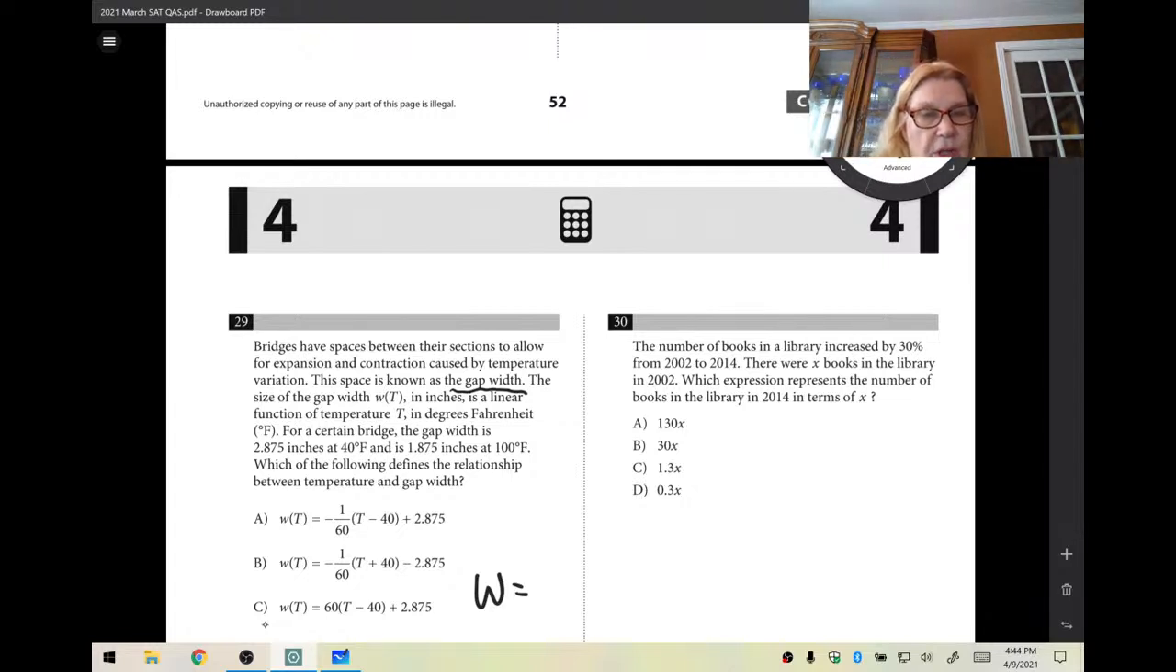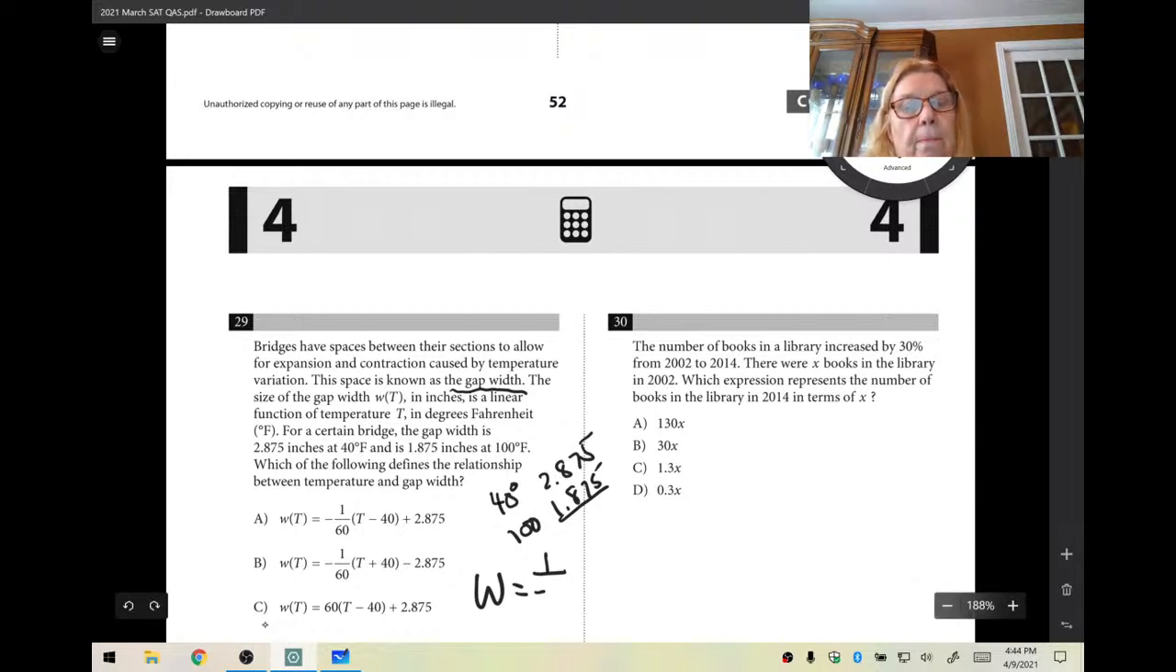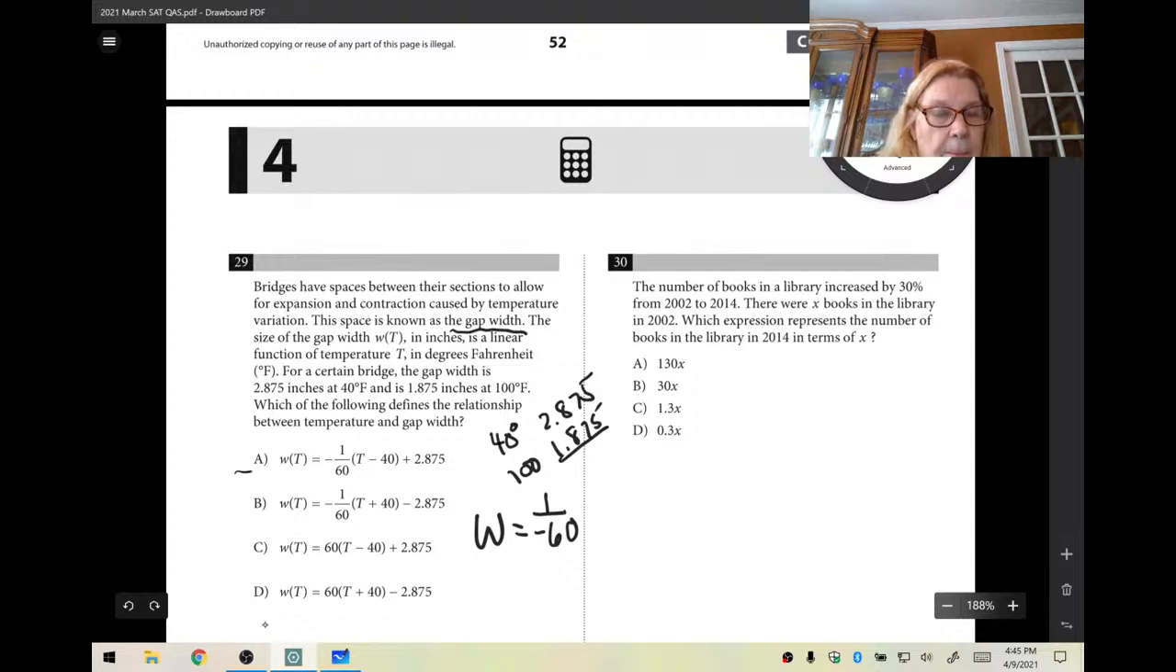So we know we have to use the slope formula. So at 40 degrees, because the temperature is the control. And so then at 100 degrees, the gap is 1.875. So if we put that in the slope formula, we'll just get a 1 here over a minus, so this is 60 degrees. Yeah, that's right. Negative 1 over 60. So we know it has to be A and B.